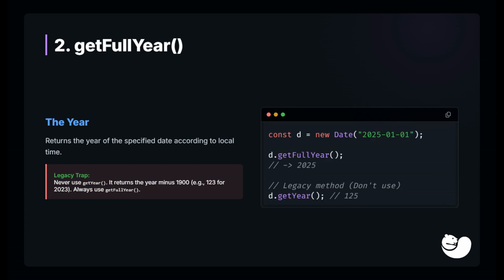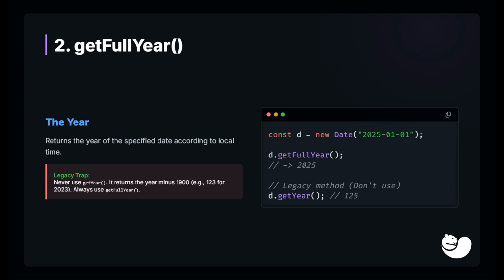Once you have a date object, you often need to extract specific components, and the most common is the year. The method getFullYear is your reliable tool for this, returning the 4-digit year, such as 2025. It is crucial that you strictly adhere to using this method and avoid the legacy getYear function found in older tutorials. That outdated method returns the year minus 1900, meaning for the year 2023, it would return 123.